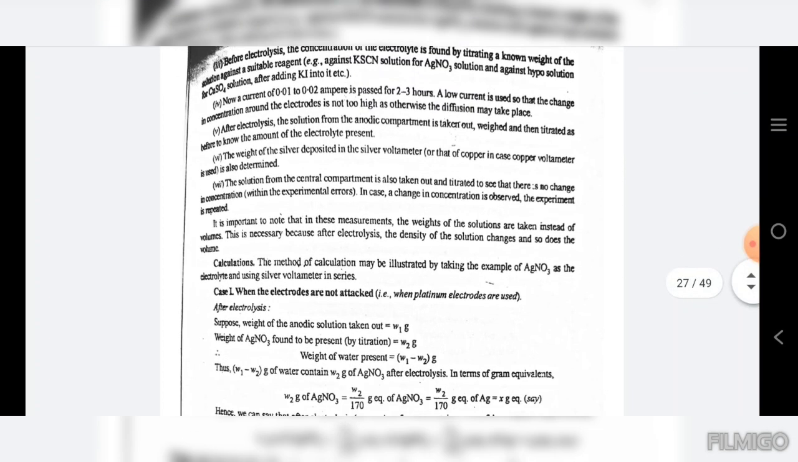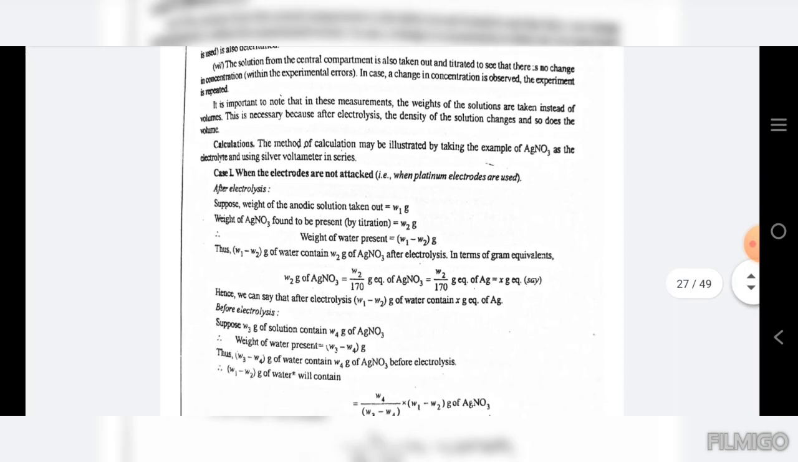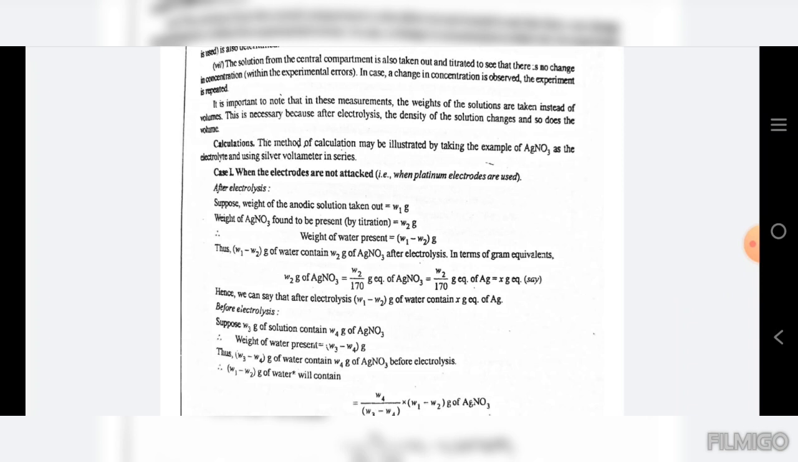Now a current of 0.01 to 0.02 ampere is passed for 2-3 hours. A low current is used so that the change in concentration around the electrodes is not too high, as otherwise diffusion may take place. After electrolysis, the solution from the anodic compartment is taken out, weighed, and then titrated as before to know the amount of the electrolyte present. The weight of the silver deposited in the silver voltameter, or that of copper in case a copper voltameter is used, is also determined. The solution from the central compartment is also taken out and titrated to see that there is no change in concentration within the experimental errors.